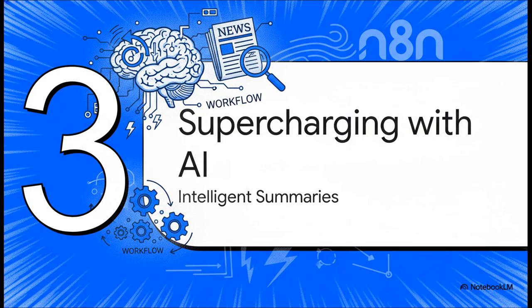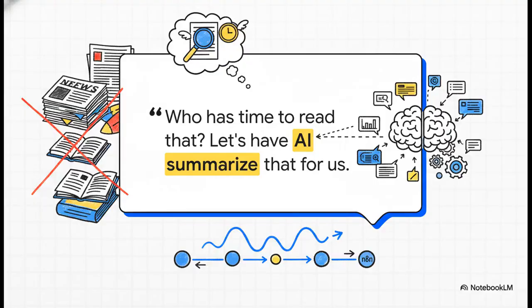But we can do better. We can make it smarter. Let's see what happens when we sprinkle a little AI into this workflow. Because let's be real, who has time to read 5 full articles every day? A list of headlines is great, but what if you could get the gist of it without all the reading? That's the real game changer. And that is exactly what AI is for.